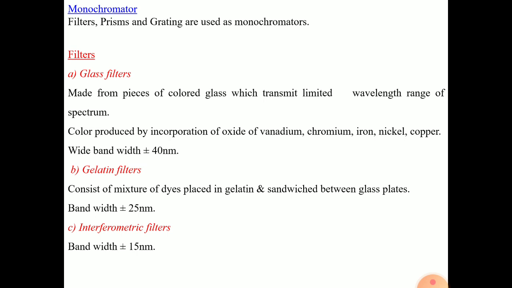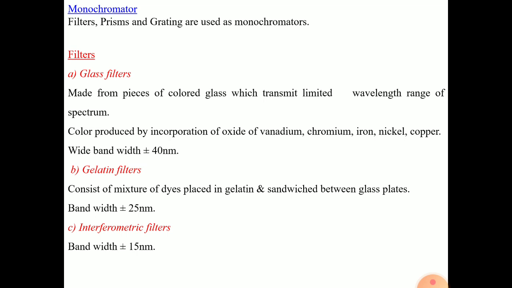As the name suggests, these filters are made of glass, nothing but colored glass. How do we prepare the colored glass? During the manufacturing of the glass, we add some pigments like nickel and chromium to that glass. That's why we get colored glass. This colored glass converts polychromatic light, a wavelength band of light, into monochromatic light. The bandwidth of the wavelengths produced by the glass filters is plus or minus 40 nanometers. This is one type of absorption filter.